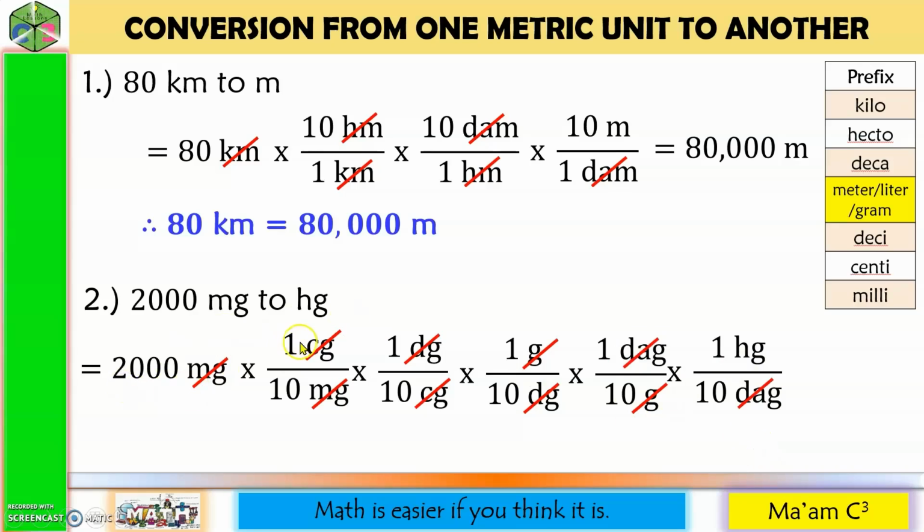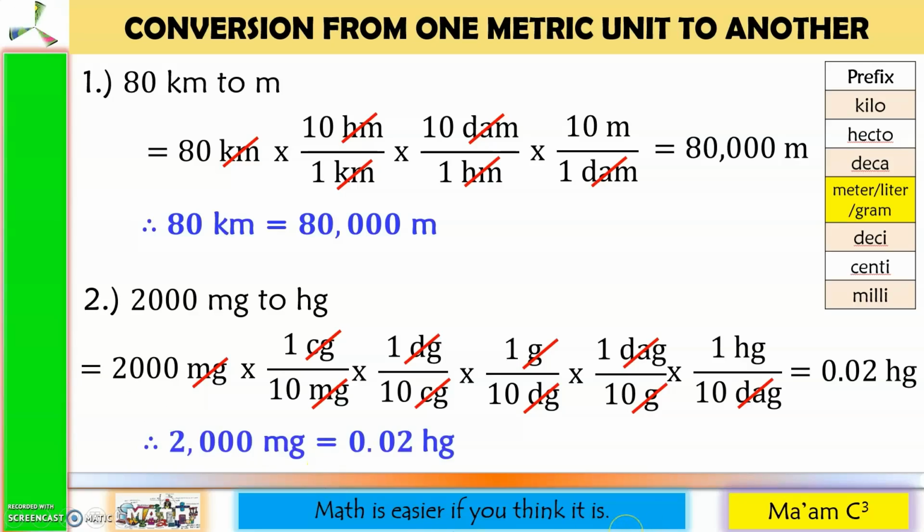So we have 2,000 times 1 times 1 times 1 times 1 times 1 is still 2,000. So count the number of zeros here. We have 3. In the denominator, we have 1, 2, 3, 4, 5. You can cancel the 3 zeros here and the 3 zeros in the denominator. You still have 2 remaining zeros. So when you cancel the zeros here, the decimal point becomes here. So let us now move that corresponding to these 2 zeros, 2 movements going to the left. 1, 2. So that would be 0.02. So 2,000 milligrams is equal to 0.02 hectograms.